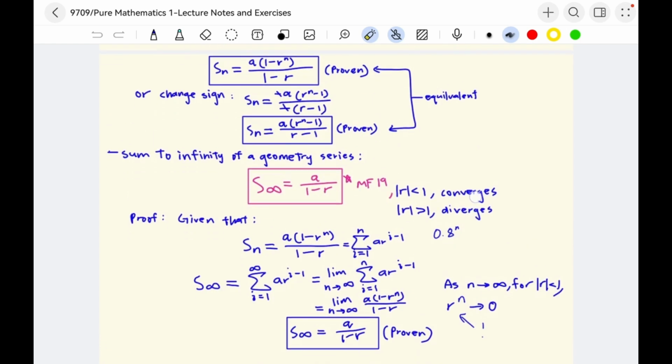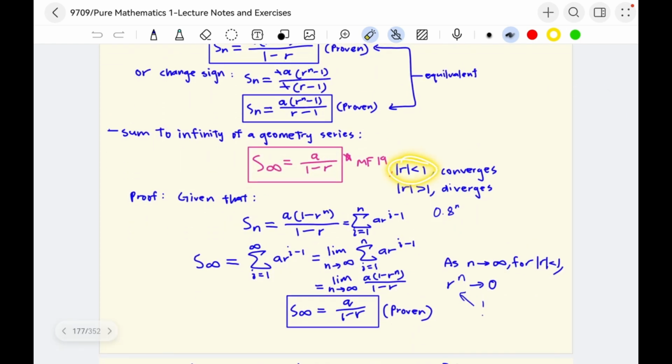So for the sum to infinity, the modulus of the common ratio must be less than 1 in order for the series to converge. Okay, so it comes to the end of this video.